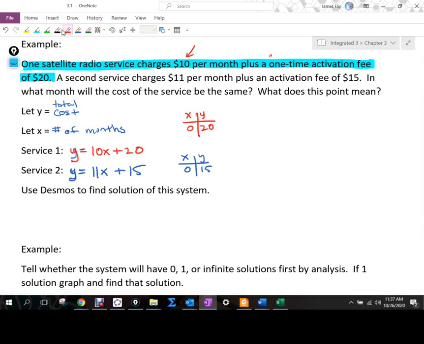But if I go 1 month, if I pay for 1 month, I've paid here a total of $30, right? But down here for 1 month, I've paid 15 plus 11, which would be 26, right? Which one's cheaper for 1 month? The bottom one, right? The blue one.